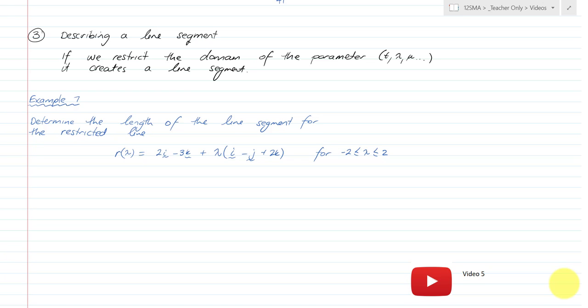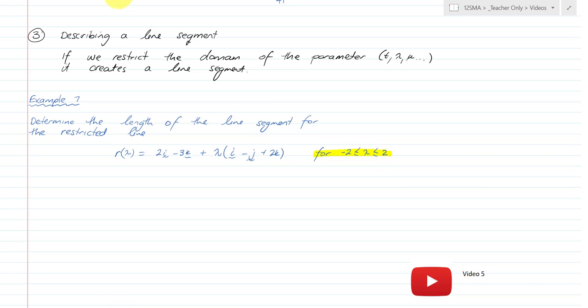We're going to look at an example now that might involve a line segment, and one of the really common ones is to determine the length of a line segment for a restricted line. You can see here that we have restricted the line, lambda being a value between -2 and 2. So it's a fairly simple question once you really nut it out.